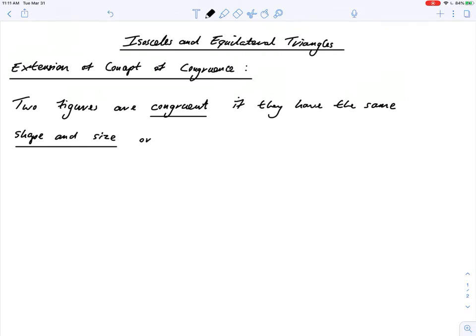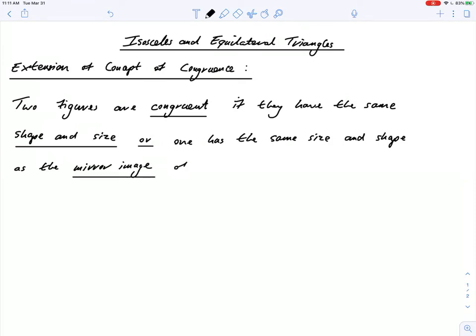So, or one has the same size and shape as the mirror image of the other. So really the first concept is the one we thought about first. So just as examples.